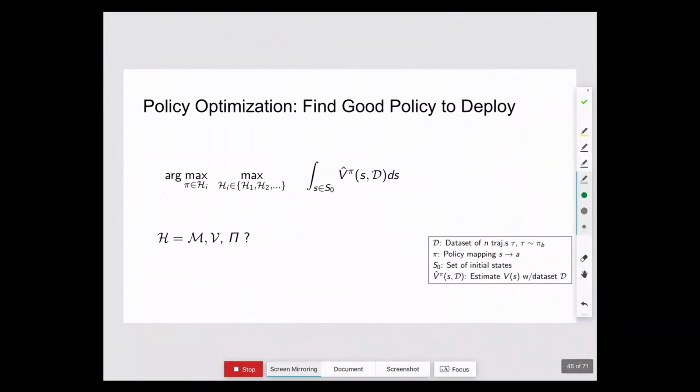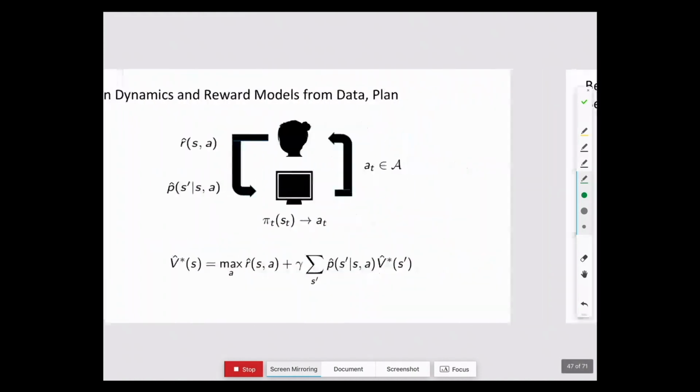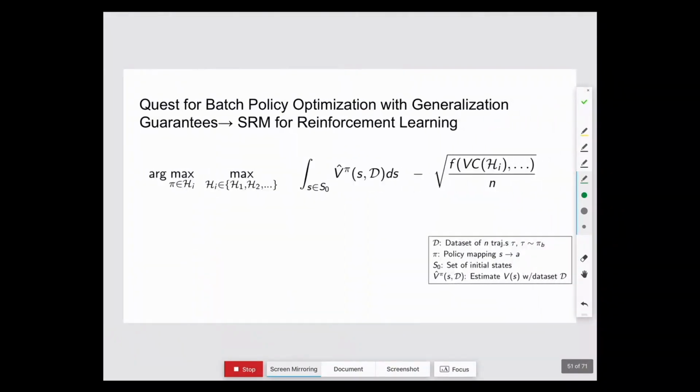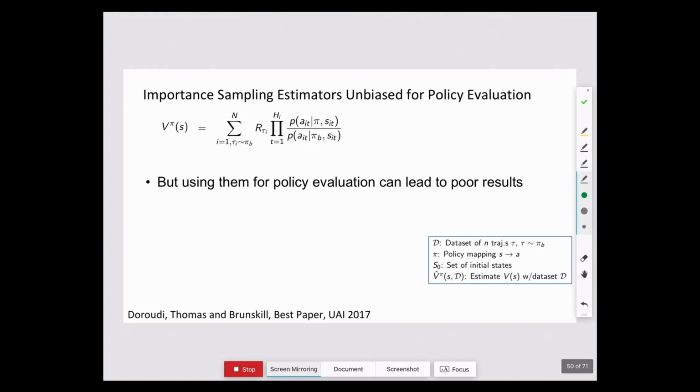Okay, so I'm going to now switch very briefly to highlighting the issues with policy optimization. We just said we could do policy evaluation. How would we actually pick a policy? Let me skip to one of the main ideas there, which is that it turns out to be quite subtle. If you're just picking models, then they're biased, and it might be hard to select policies. Even if you're doing importance sampling, it can be unfair.